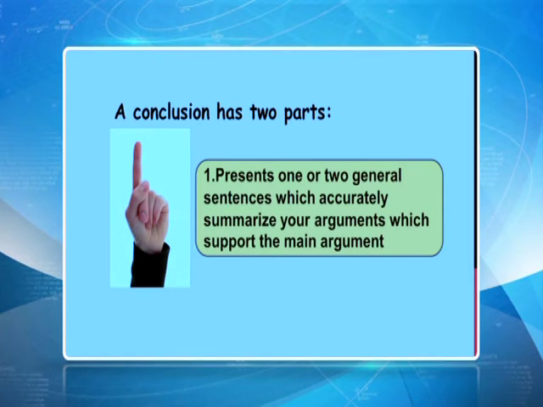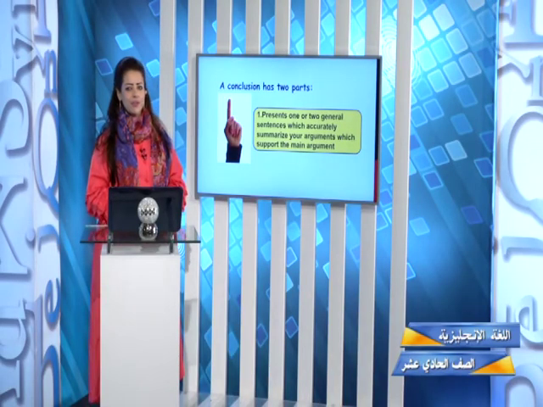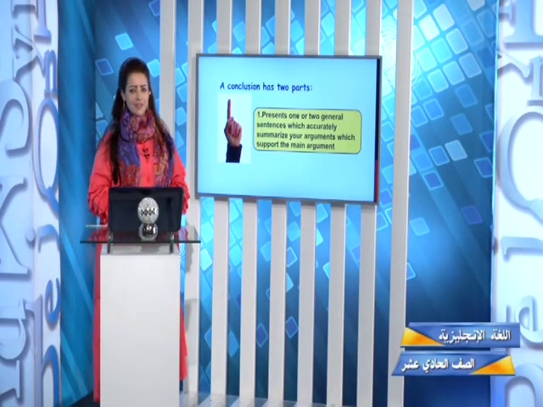A conclusion has two parts. What do you think the two parts are? First one presents one or two general sentences which accurately summarize your arguments, which support the main argument. So you can write one or two general sentences.